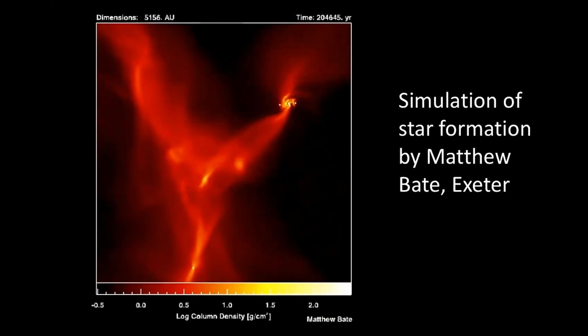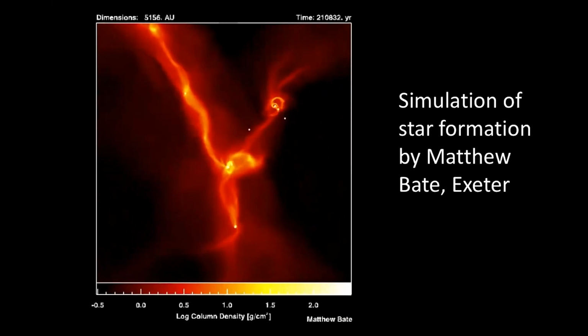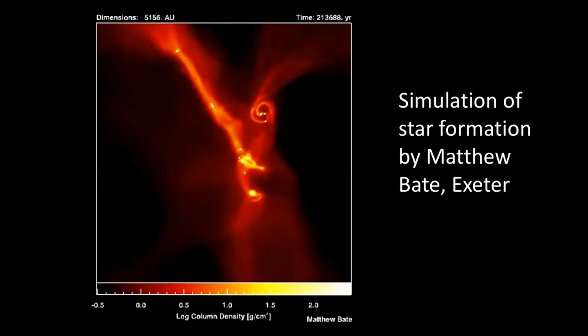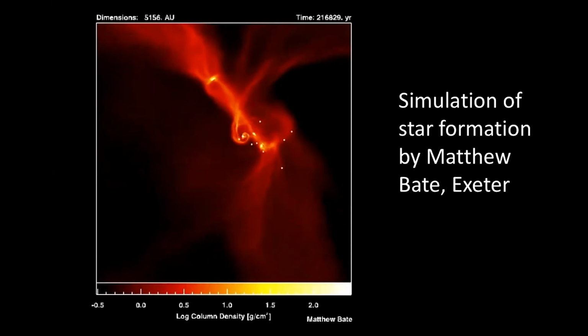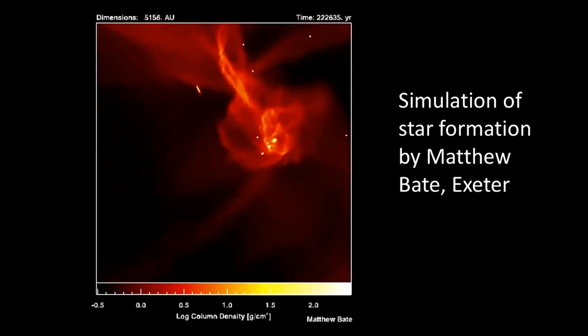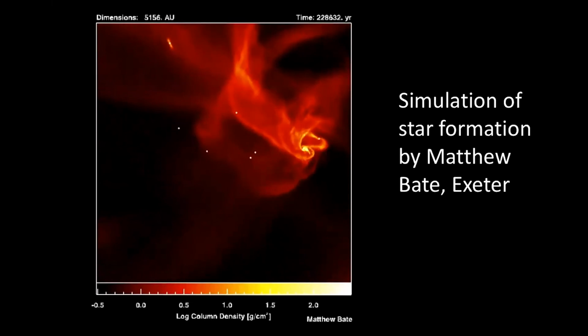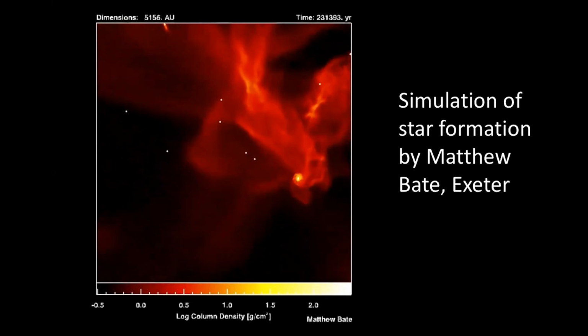And it's not just static, it's very far from static. The whole lot's dancing around. Those white dots are the newly formed stars as the material forms together. And each one of those dots would have a disk of gas and dust around it from which planets would form.